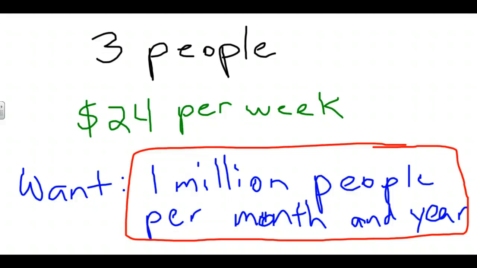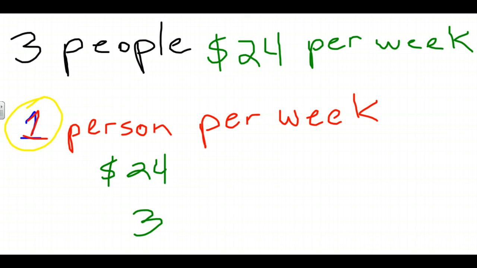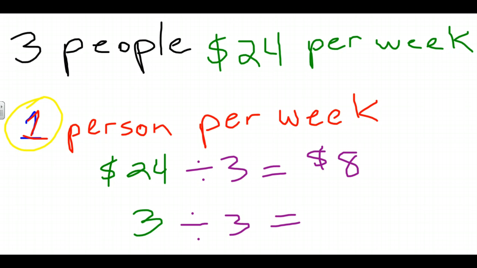So if we start off with 3 people and in total you pay $24 per week, we can find out the average cost of 1 person per week. We can do that by taking the cost per week, which is $24 for 3 people. If we divide those $24 by 3, we end up with $8. And if we divide those 3 people by 3, we end up with 1 person. So in this case, 1 person would pay $8 per week.